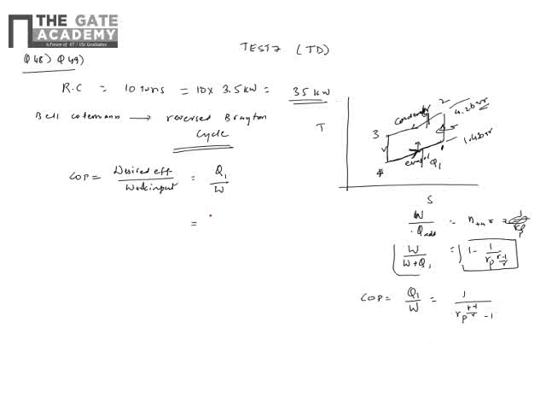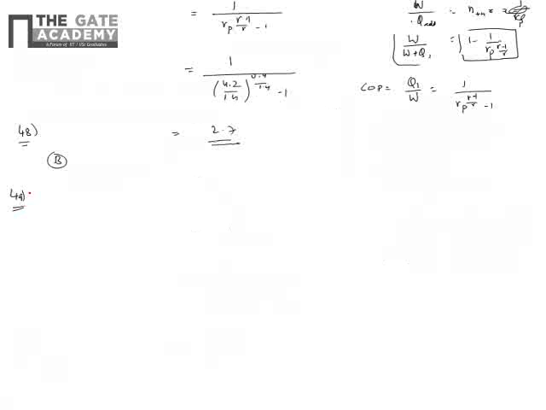So it's only the pressure ratio I am interested in: RP to the power gamma minus 1 by gamma, minus 1. How much is RP? RP is 4.2 by 1.4, to the power 0.4 by 1.4, minus 1. This value comes out to be 2.7. So the answer for the 48th part is B. As it is a common data question, let's continue to 49. Now what is asked is the mass flow rate.